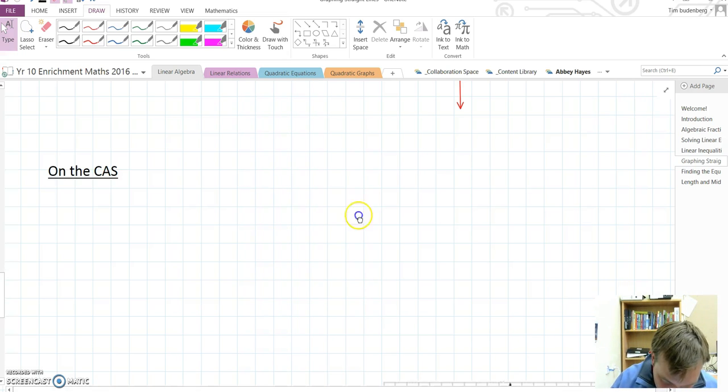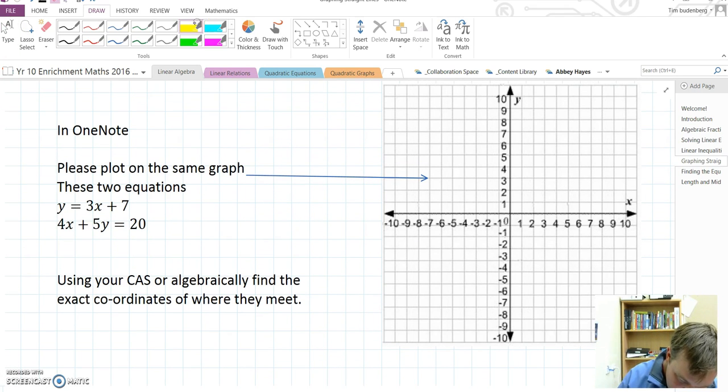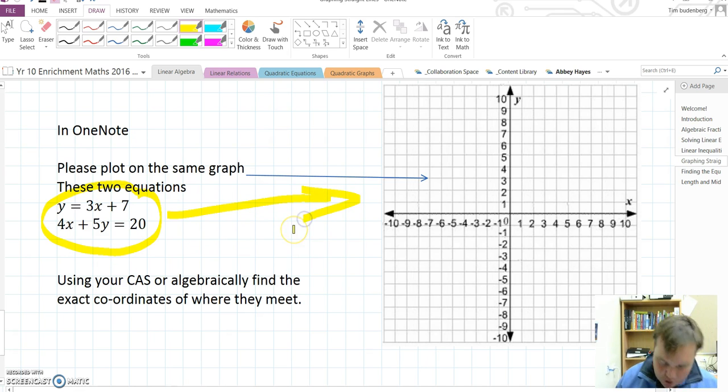Right. Can you, in your OneNote, please plot these two equations of the line on this graph? You may copy that graph across to your personal OneNote if you like. And then, using your CAS calculator, or algebraically if you want, find the exact point where they meet.